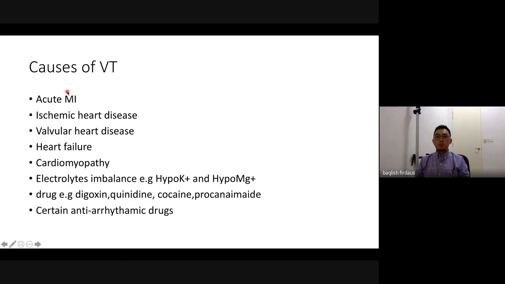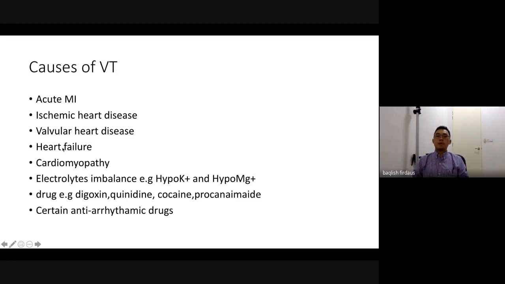Most commonly due to ischemic heart disease, acute MI or previous infarcted muscle. The VT originates from the scarred myocardium. Patients with valvular heart disease, especially aortic stenosis, patients with cardiomyopathy or heart failure, can also develop VT.